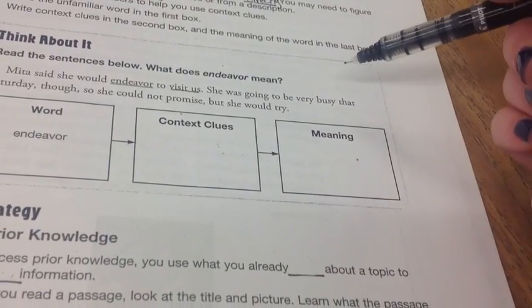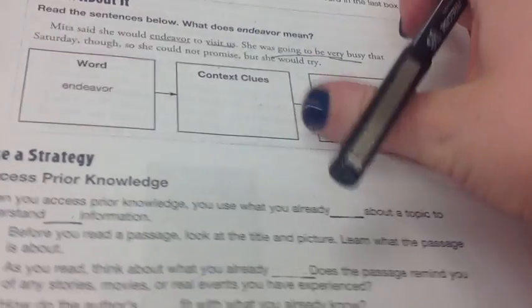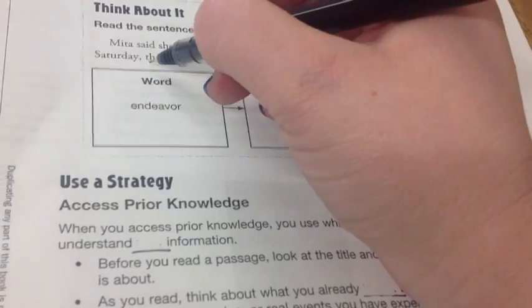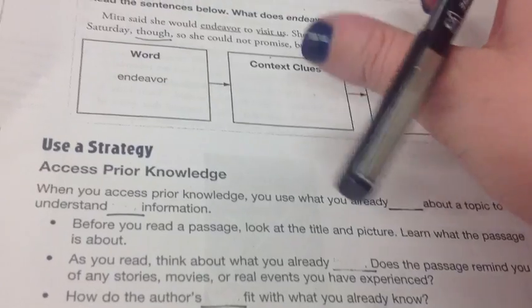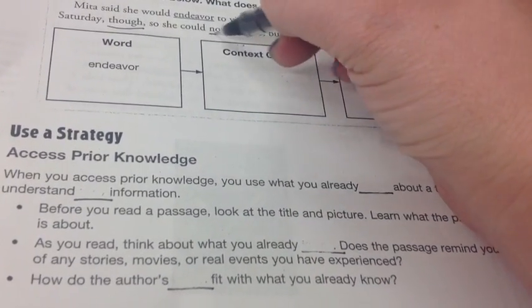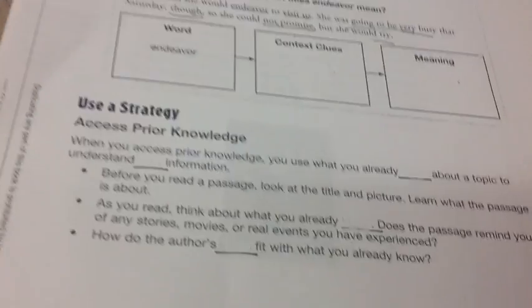Okay, she was going to be very busy. So she was going to be very busy is a clue. That Saturday, though, here's another clue. She was going to be very busy, though. That means that although she was going to be very busy, she would still, what? It said, so she could not promise, but she would try. Those are all context clues to help us figure out the word. Let's write those in our box.